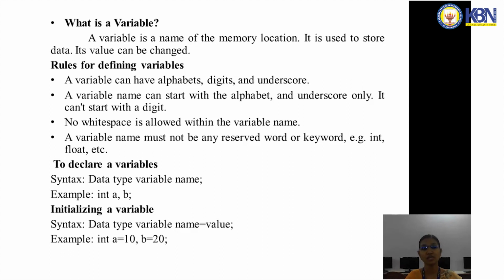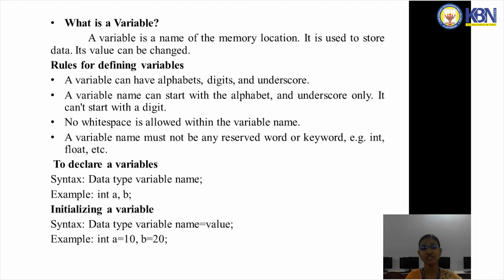No white space is allowed within the variable names. A variable name must not be any reserved keyword. For example, we discussed data types previously. Okay, variable name should not be a data type. How to declare a variable? Let us see the syntax. Data type, variable name. We have previously discussed 4 data types: integers, characters, float, doubles. Let us see the example. Data type is int and here variable names are a comma b.